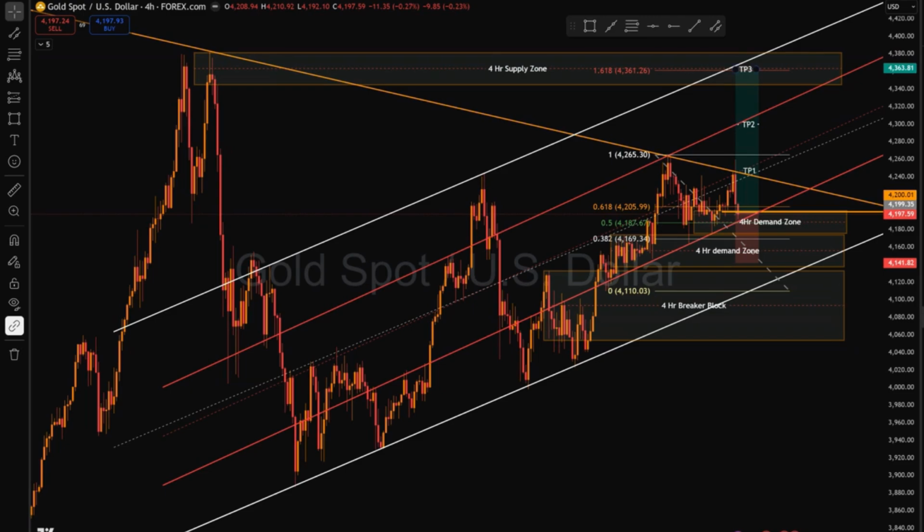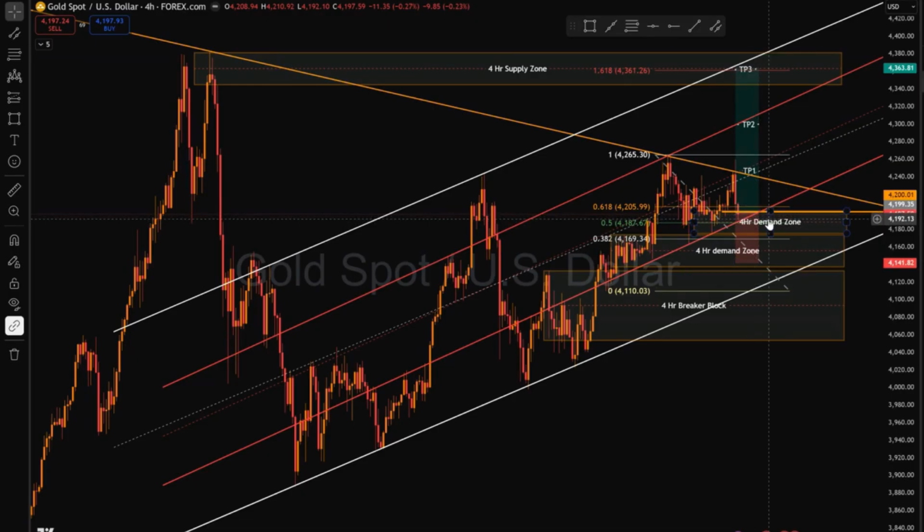TP2, aligned with the upper boundary of the red channel, around 4,300 to 4,320. This level sits just under the 1.0 extension from the previous swing. TP3, placed near the top of the white macro channel, around 4,350 to 4,360. This also lines up with the 1.618 extension, making it a strong final target.